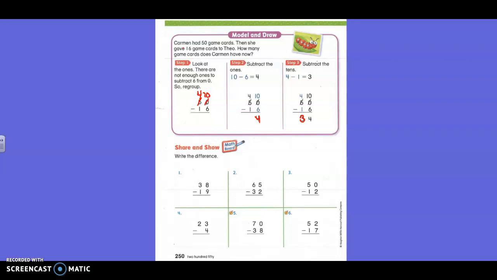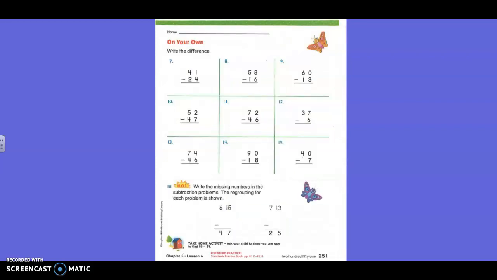Okay, now I'm going to look ahead. Let's do the hot problem together before you start on showing on your own. Write the missing numbers in the subtraction problem. The regrouping for each problem is shown. Okay, boys and girls, if this is 15, what should the number be? What would it have been before we turned it into a 15? A 5. So we're going to make a 5, but we're going to cross it out, okay?